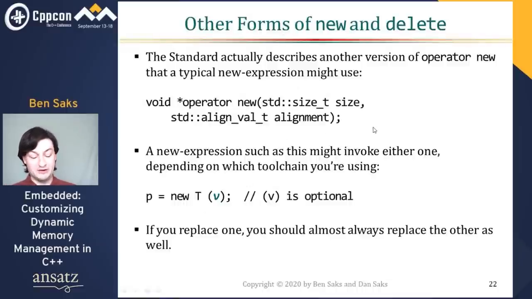Now, it turns out that replacing new and delete is a little bit more complicated than I just showed you, because there are actually multiple versions of operator new and delete that the compiler might use. There's one version that looks like what I just showed you that takes a single parameter of type size_t. There's a second version that takes a size_t and an align_val_t that represents the alignment requirement of the memory being allocated. And so behind the scenes, the compiler might translate this into a call to either the one argument operator new or the two argument operator new.